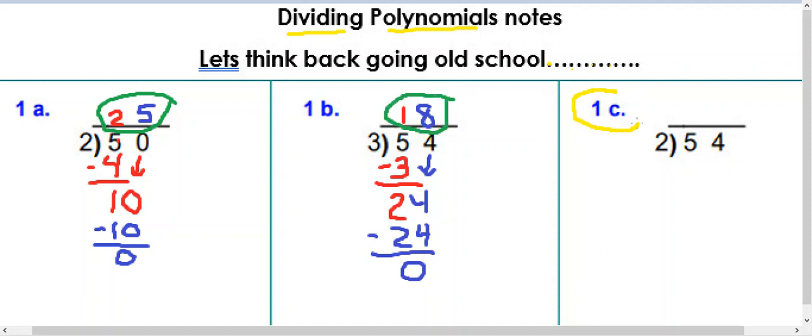Try 1C over here. Try that one by yourself. Try that old school problem. See if you can do it. Pause the video and try it, and then unpause it when you're done. Alright, hopefully you paused the video and did that one on your own. But let's do it real quick.